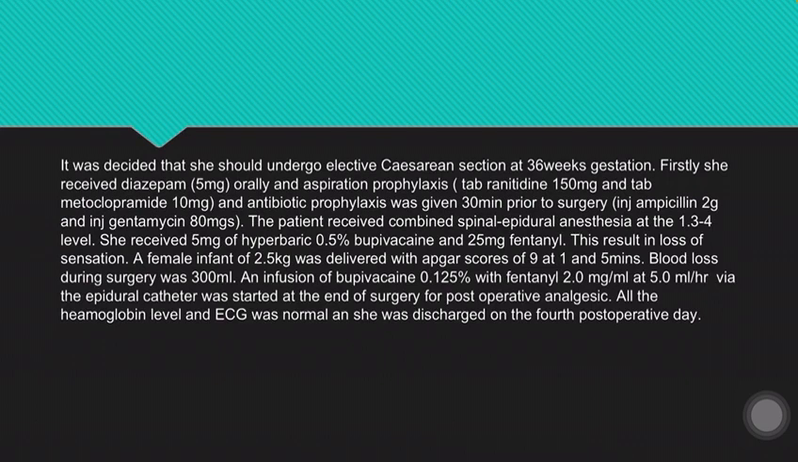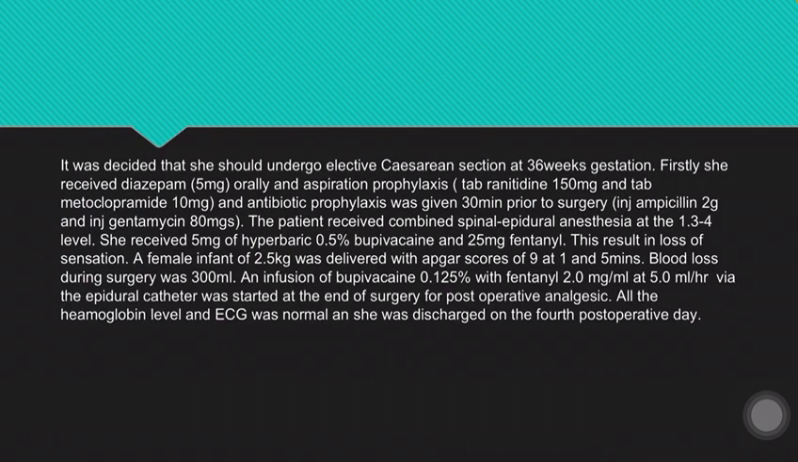Firstly, she received diazepam 5 mg orally and aspiration prophylaxis, which includes tablet ranitidine 150 mg and tablet metoclopramide 10 mg. An antibiotic prophylaxis was given 30 minutes prior to surgery. That includes injection ampicillin 2 g and injection gentamicin 80 mg. The patient received combined spinal epidural anesthesia at the L3 to 4 level. She received 5 mg of hyperbaric 0.5% bupivacaine and 25 mg fentanyl.